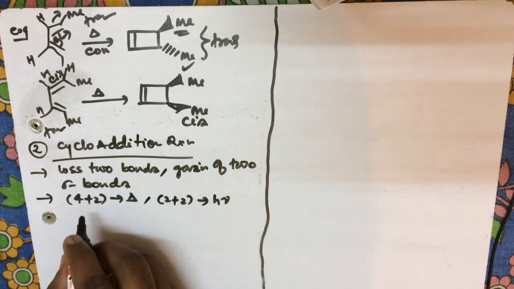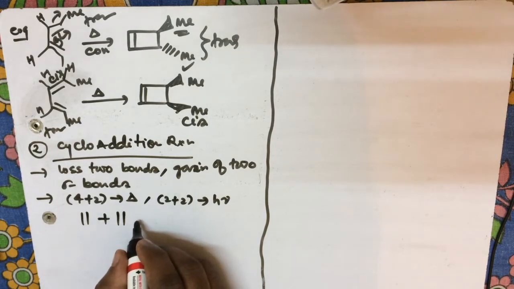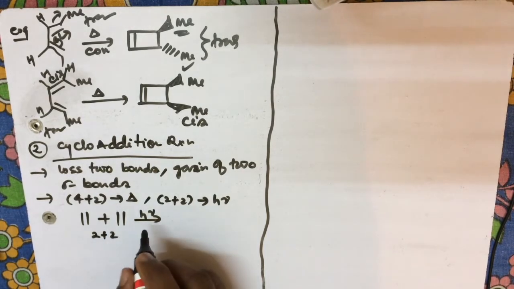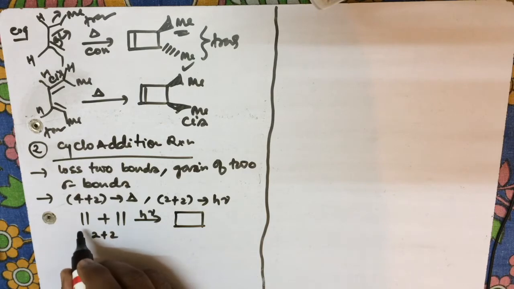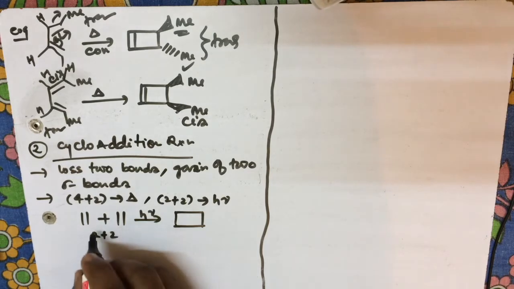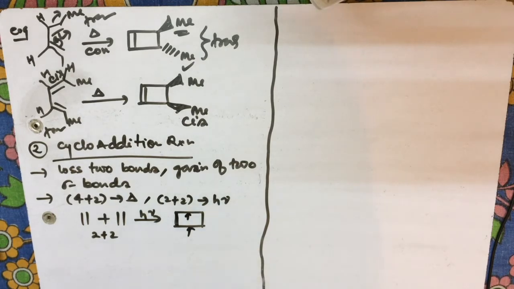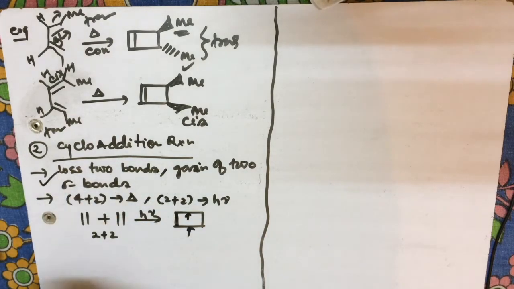So if we see examples, these examples are 2 plus 2, so they form this. So here there is 1 pi and 1 pi, and 1 sigma, 1 sigma, so here 2 pi bonds are lost and form this one and this one sigma bond. So here 2 sigma bonds are gained and 2 pi bonds are lost. So this statement holds for these examples, okay.